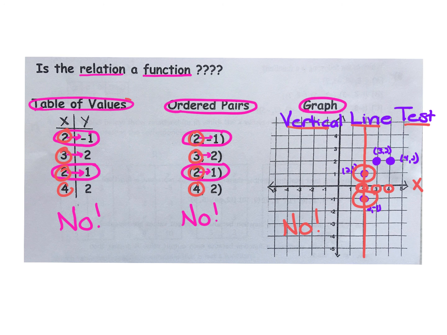So in each case, whether it's a table of values, ordered pairs, or points on a coordinate plane, in order for a relation to be a function, when you have an input value, you are only allowed to have one unique output value. If you get more than one value for that input value, it fails the function test.